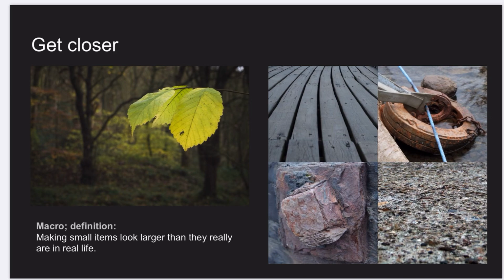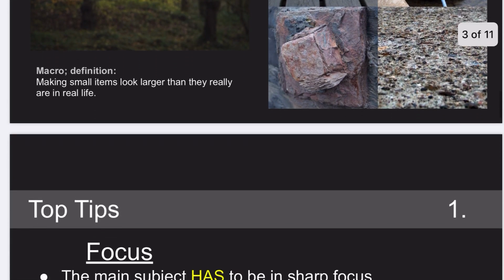Now, the definition of macro is making smaller items look larger than they really are in real life, which means that if you take a picture of, say, that leaf, it is a certain size, and then when you put it on the screen, it's actually bigger on the screen than the real thing itself. So that's what it's supposed to mean. So we are getting quite close to things.